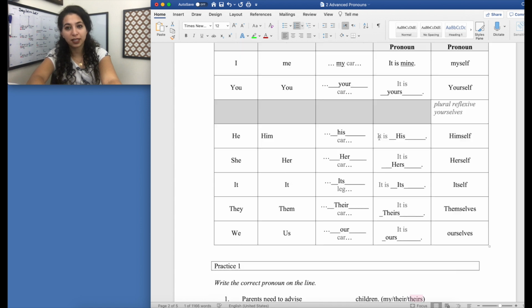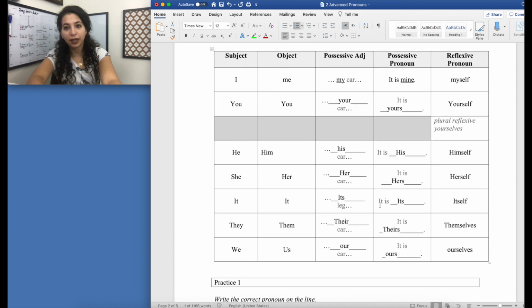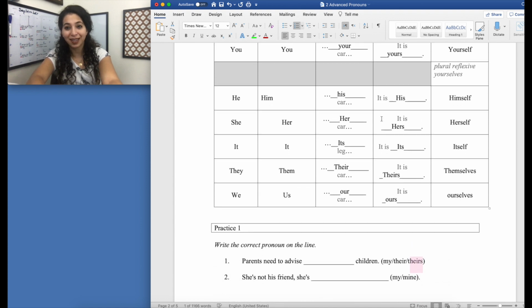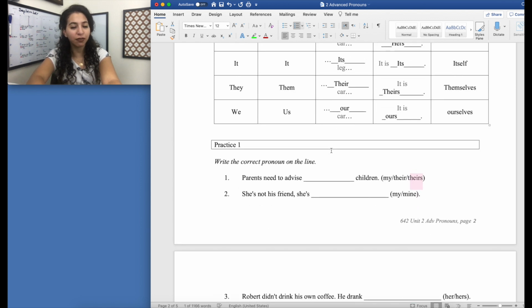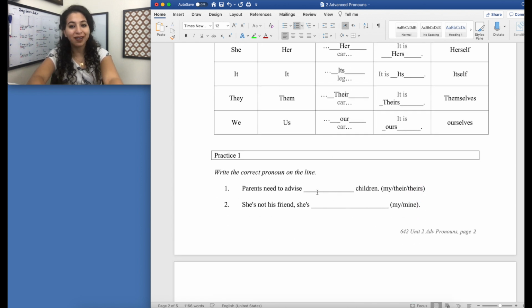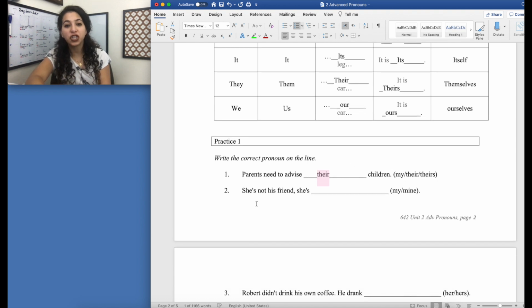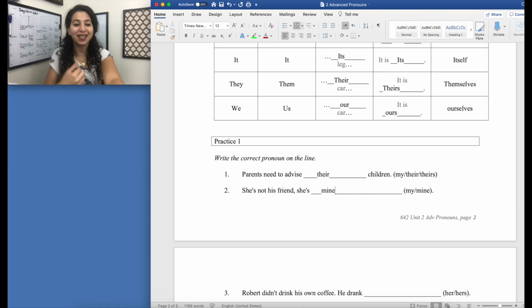Theirs is a possessive pronoun. And remember that a possessive pronoun replaces the noun. Possessive adjectives, they modify, they give more information. So parents need to advise their children because it's giving us more information about the children. She is not his friend. She or she's mine because it's a possessive pronoun.